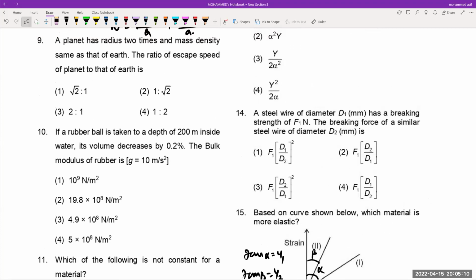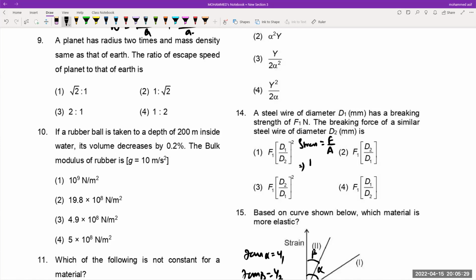14th one तो direct question है, आप लोग कर रहे होंगे. The steel wire of diameter d has a breaking strength of F1 Newton. The breaking force of the similar steel wire of diameter d2 will be equal to how much? Breaking stress of the metal will always remain same beta. Stress will be equal to how much beta? Force by area, isn't it? Stress is equals to force by your area.